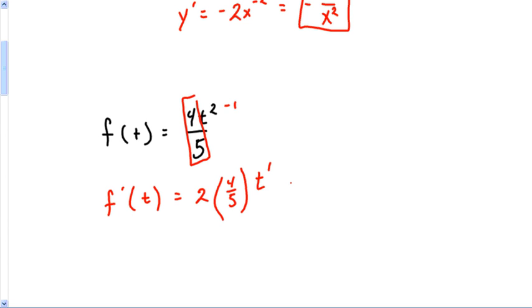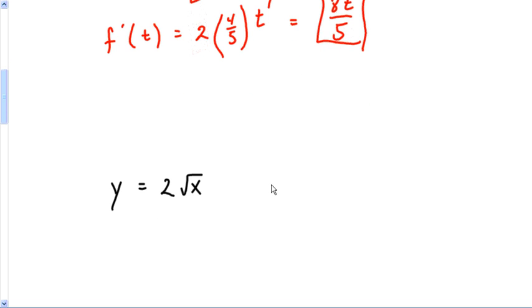So if we clean this up a little, our derivative is 8t over 5, and there's our derivative. And of course, we could take a second derivative of that if we wanted to. Let's keep moving down. So what do you do when there's a radical?